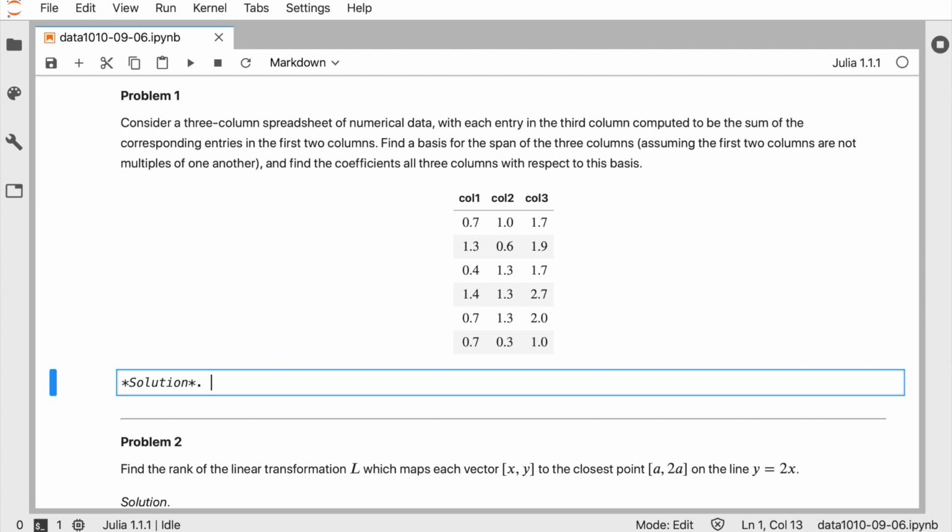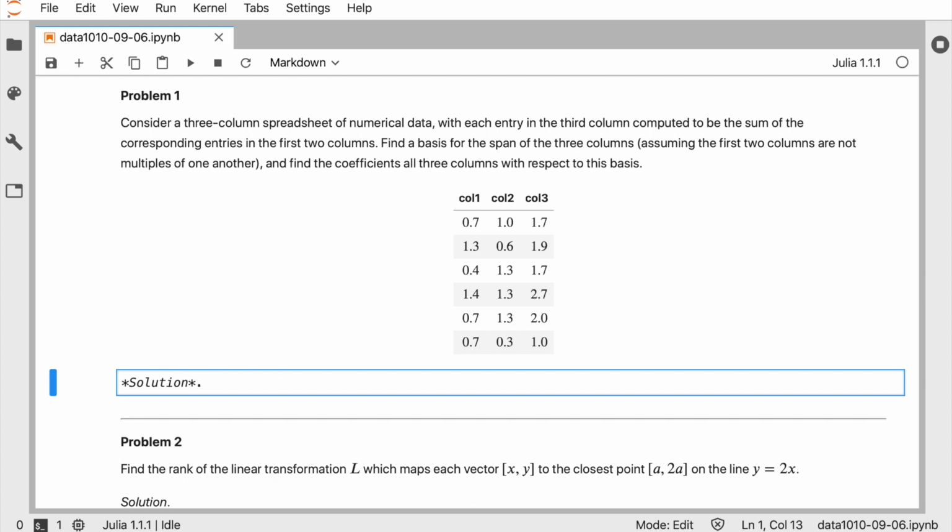We're asked to find a basis for the span of the 3 columns of this matrix, and also find coefficients of each column with respect to that basis. Since the third column is equal to the sum of the first 2, it's in their span. So the 3 columns together are linearly dependent. Therefore, they don't form a basis.